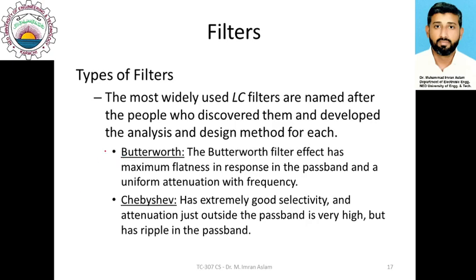The first one is the Butterworth filter. The Butterworth filter has a very good property that in the pass band it does not have significant ripple. So the pass band is almost constant for the Butterworth filter. That is why it is sometimes called a maximally flat pass band filter, because the pass band is almost flat for this type of filter.